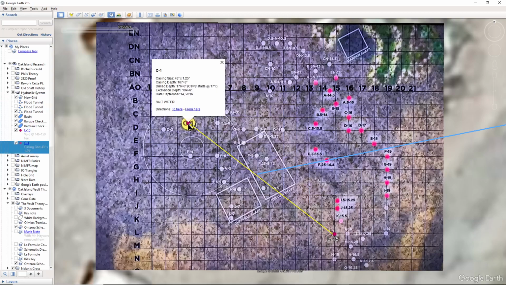Now this is the Charles Barkhouse hole that was drilled on September 14th, 2016, and it went to a depth of 194 feet, and the cavity started at 171 feet.